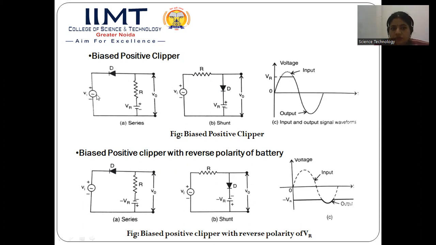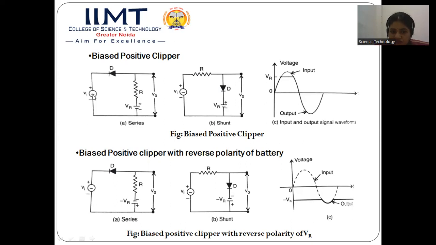Whenever the value of Vi is greater than VR, there will be no output corresponding to the input wave. Why is it so? Because as per VR, this diode is forward biased. Forward bias means it will act as a closed switch. If it is a closed switch, then the current will flow through this circuit and we will get the output.